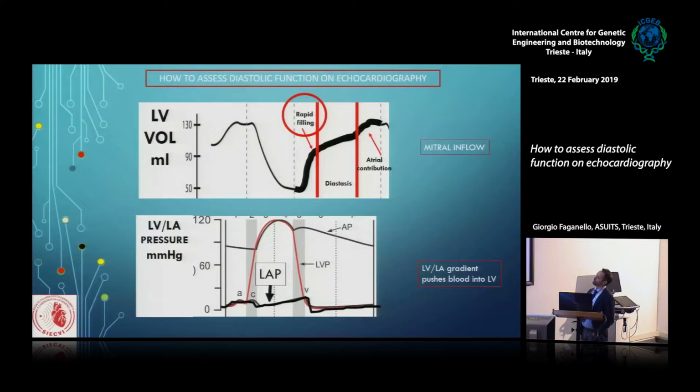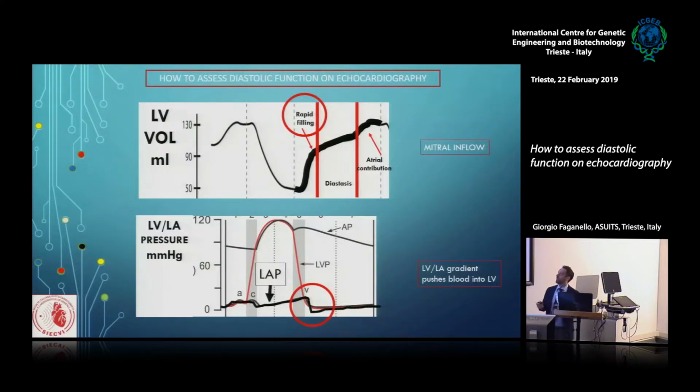Rapid filling will be here. There will be a passive flow of blood from the left atrium to the left ventricle. Why is it passive? Because the LA pressure will be higher compared to the LV pressure. So there will be this easy flow into the LV cavity. This flow will stop when there is an equalization of pressure between the left atrium and left ventricle.